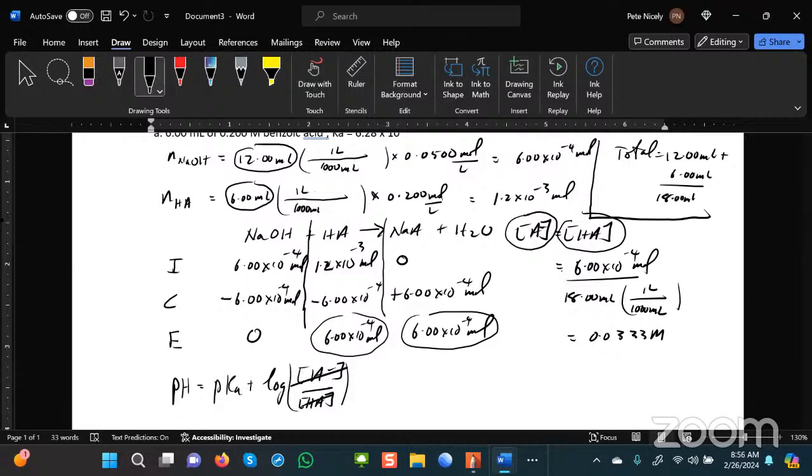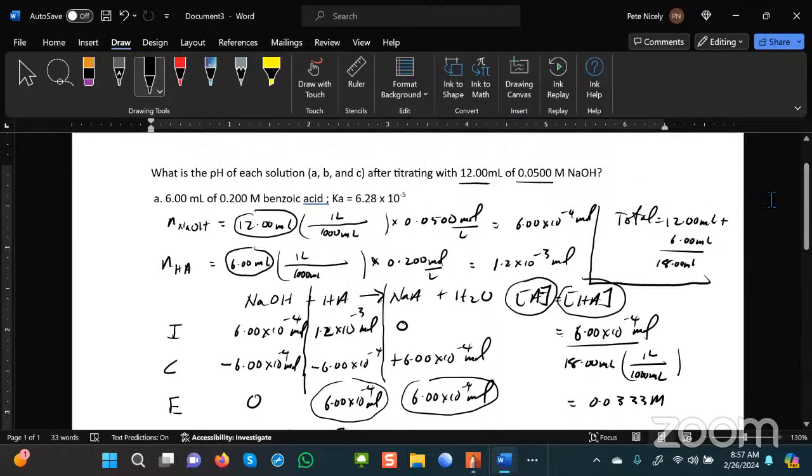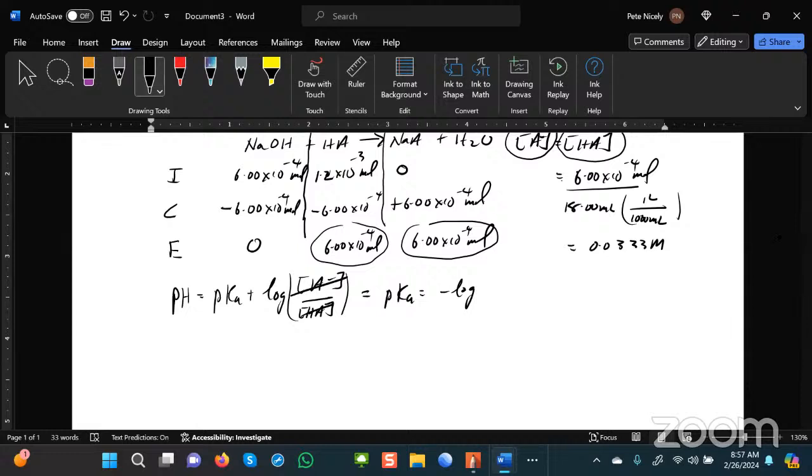Now, what's log of 1? It's 0. So that means the pH in this case is going to be equal to the pKa, which is minus log of the Ka value given in the question. What was it again? Let me scroll up. 6.28 times 10 to the minus 5. So minus log of 6.28 times 10 to the minus 5. According to my calculation, that would be 4.202. And that would be the answer for the A part of that question.